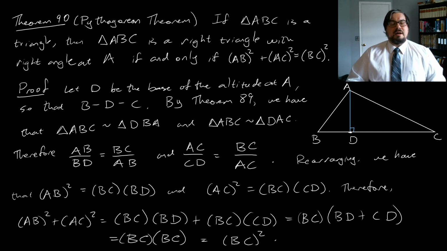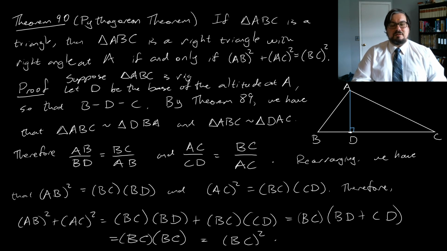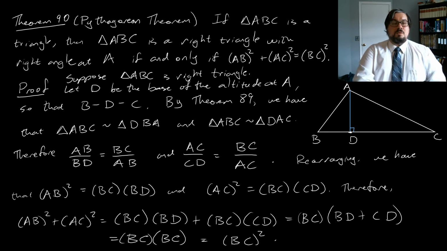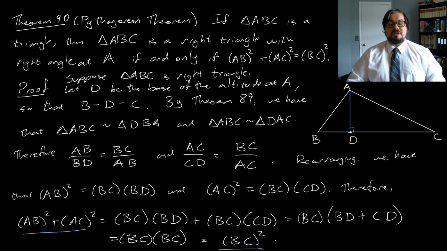Oh, I should have specified at the beginning, we're proving the forwards direction here. So I should have said at the beginning to suppose that triangle ABC is a right triangle, which of course I needed to apply Theorem 89. So we've proven that if we do start with a right triangle, then we get the relationship on the side lengths that we require out of a right triangle. We have the Pythagorean theorem.